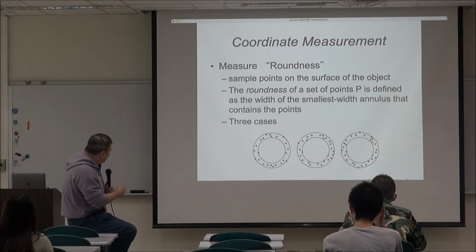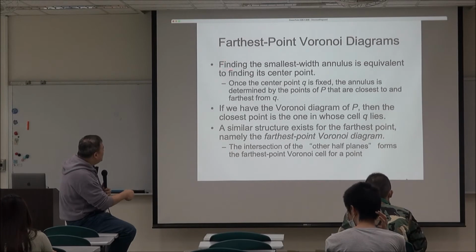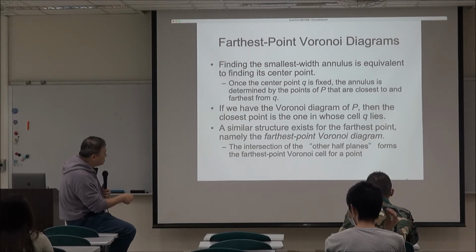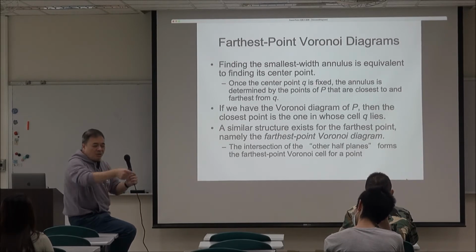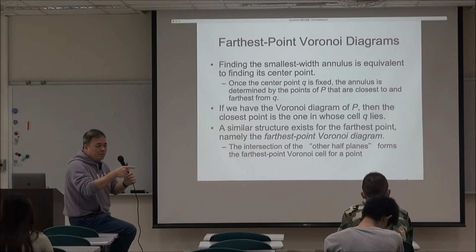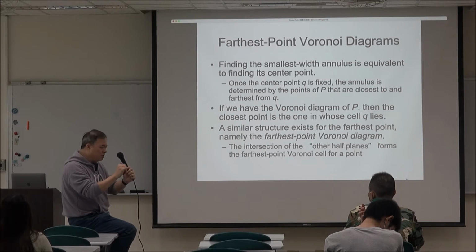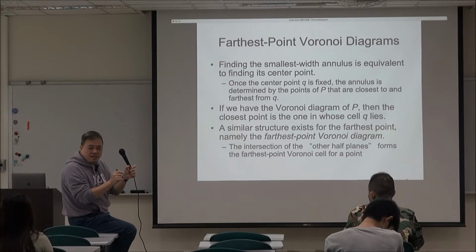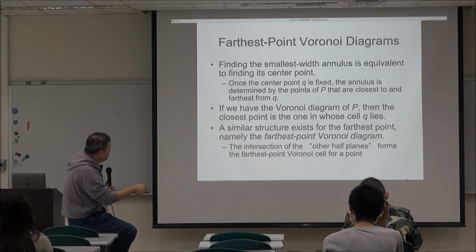Okay, so here comes the interesting part. Finding the smallest width annulus is equivalent to finding its center point. If you know the center point, obviously you can use the closest point and the furthest point to determine the annulus, right? So the most important point is the center.